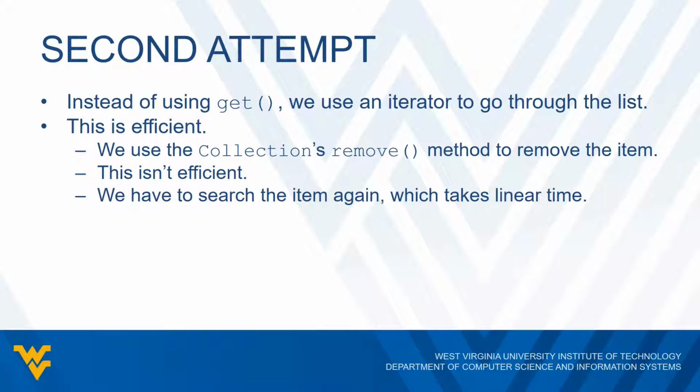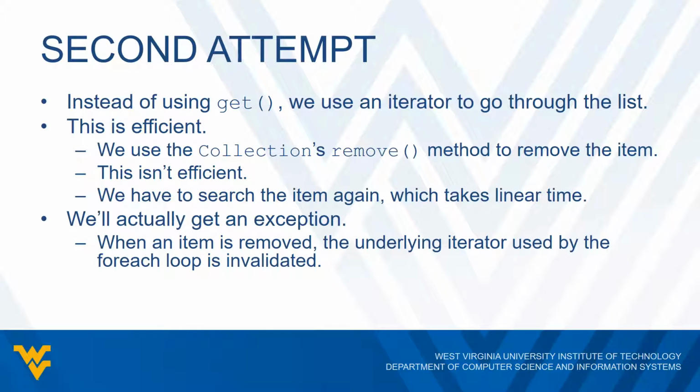And there's actually an even worse problem because we're going to get an exception. Because as we mentioned before with iterators, if we make changes to the entire collection, then the underlying iterator that we used is going to be invalidated. So if we try to run this code, it's just going to blow up on us when we try to run it.